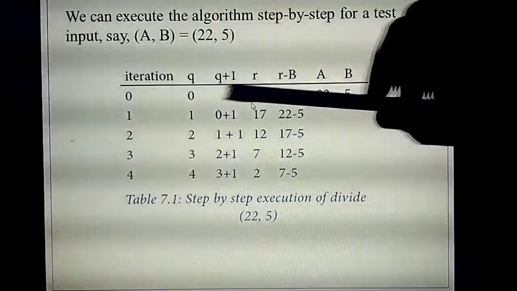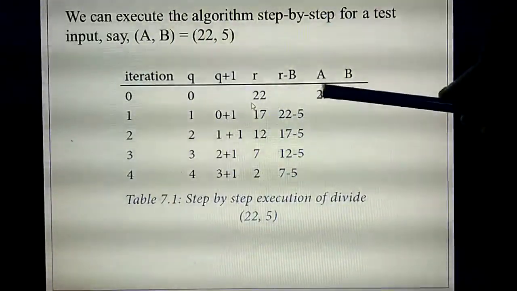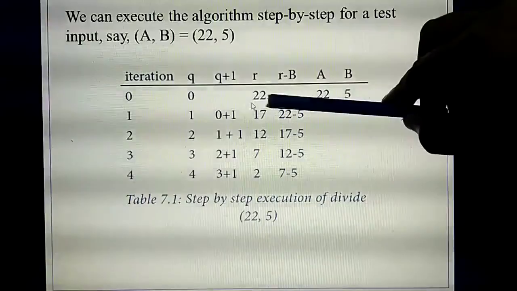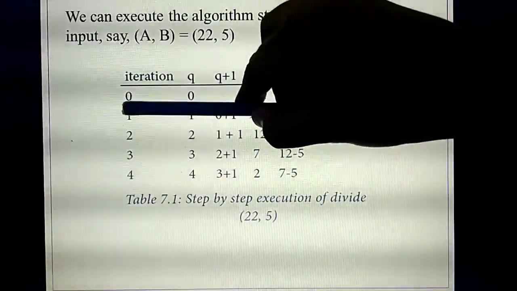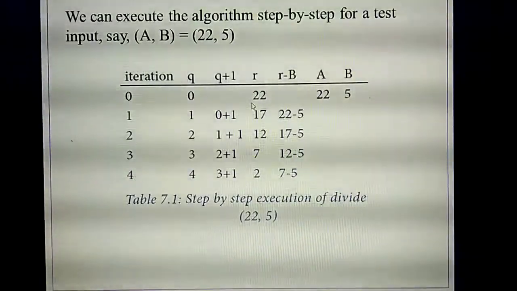Leave all the lines, the remaining things leave it. So initial A and B, the remainder value is 22 and the quotient is 0. So for the iteration, before going to start, the iteration starts with 0. Next, listen.